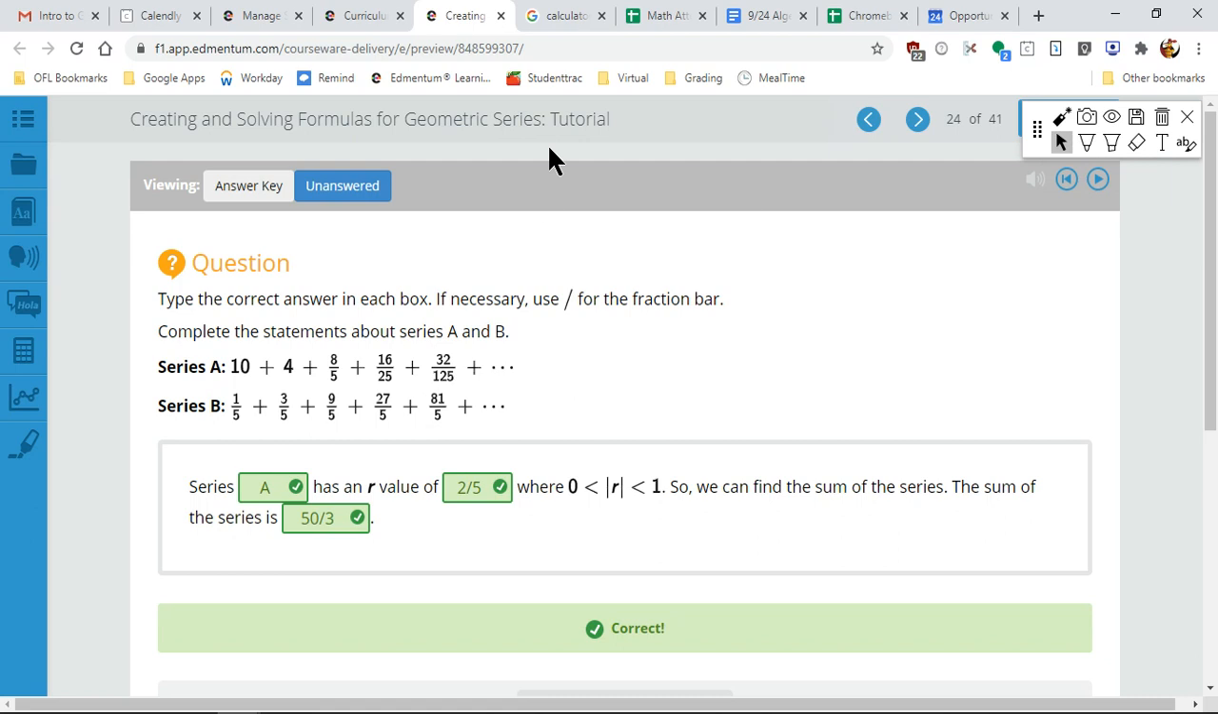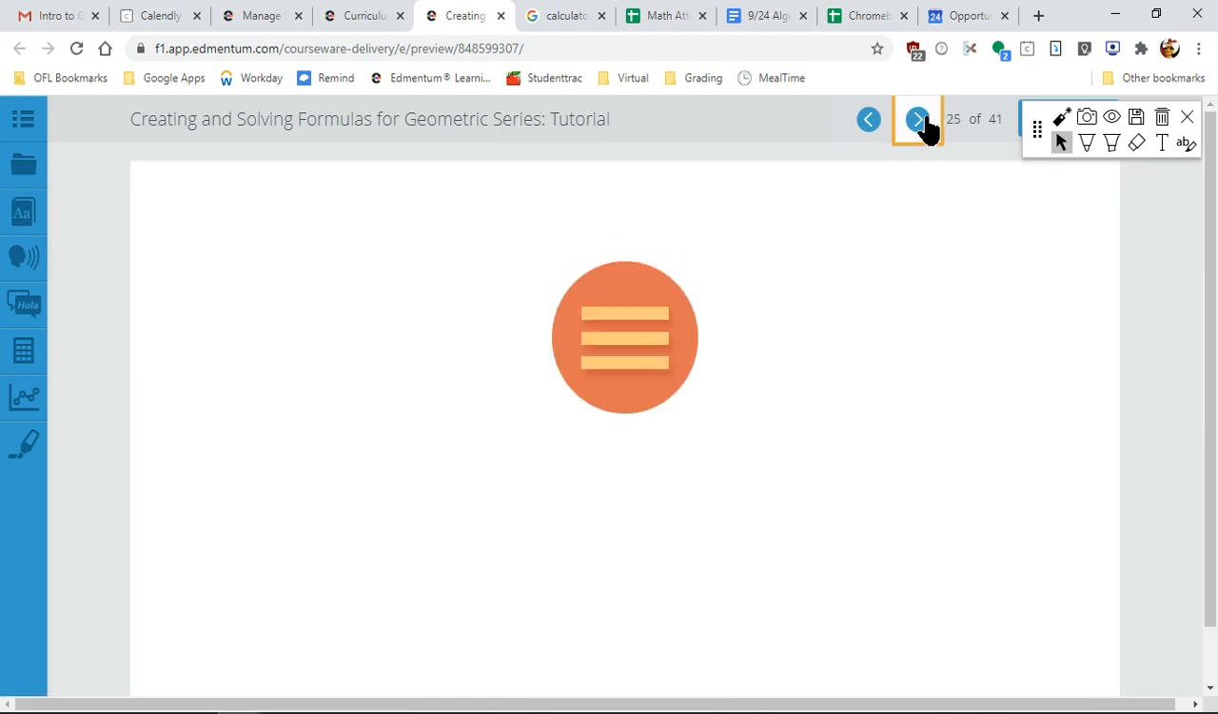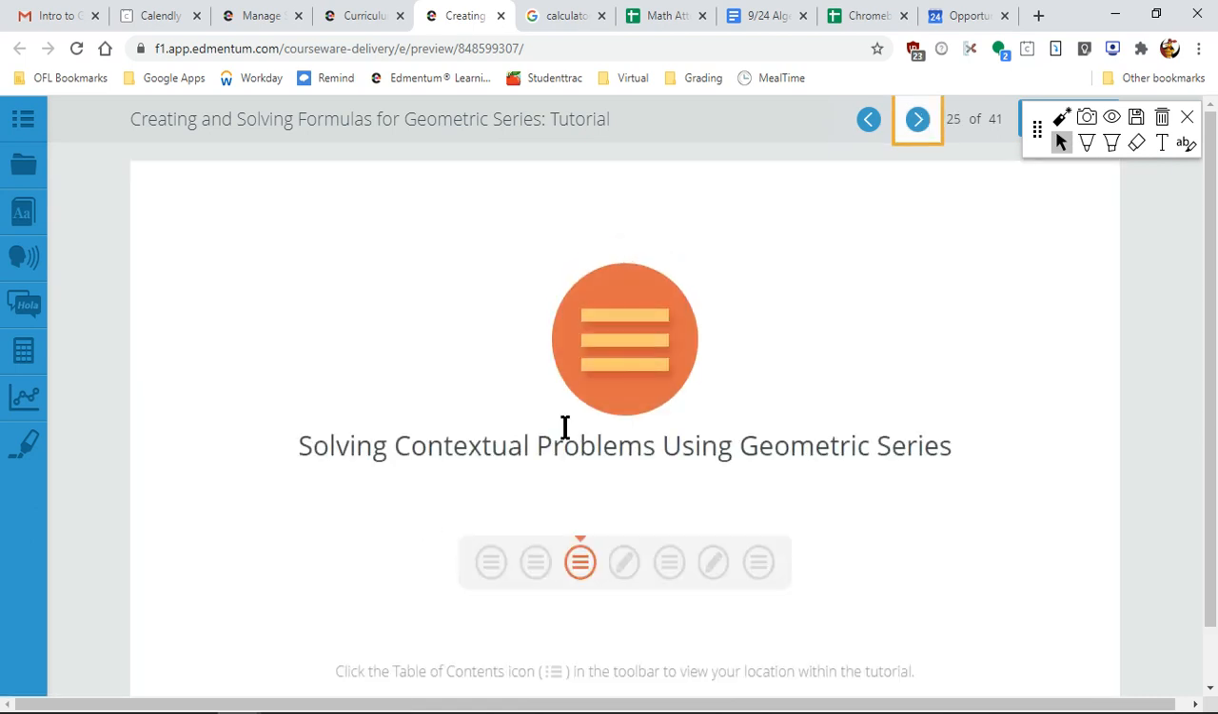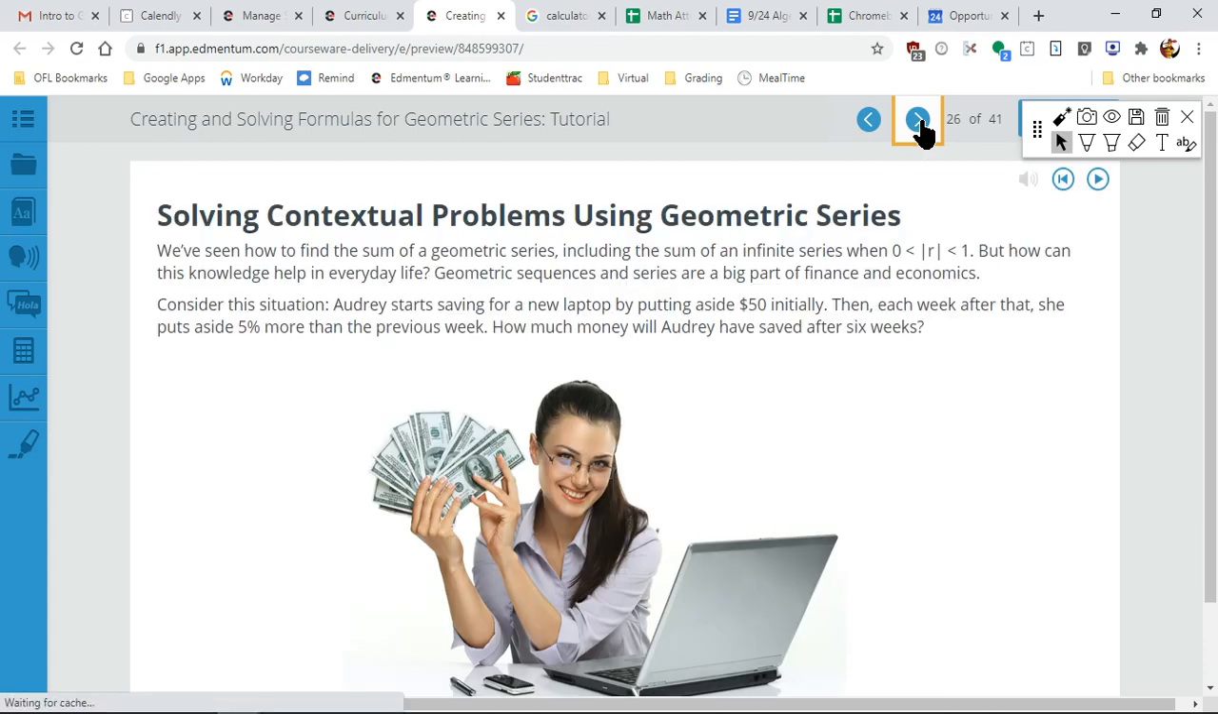All right. So moving on. Solving contextual problems using geometric series. So now they're going to give us real life problems. They're not going to give us these problems that I made up with Nelson buying pizza. We've seen some geometric series before in the past with r. So when is it that we keep cutting something in half forever? But how can we use this knowledge?